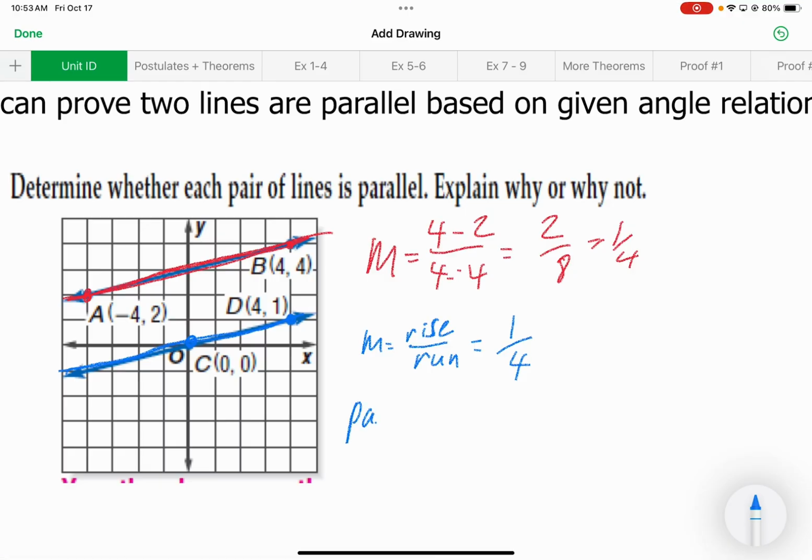Yep, so parallel, because they have the same slope. This is one way we could tell that lines were parallel if we're given coordinates. Okay, check the slope of each one.